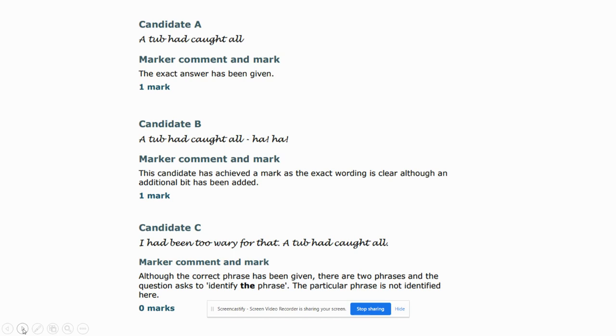Candidate B puts, "A tub had caught it all, ha ha." Now, the candidate has achieved the mark as the exact wording is clear, although an additional bit has been added. So in other words, they didn't need to put the ha-ha bit on, even though that's from the text.